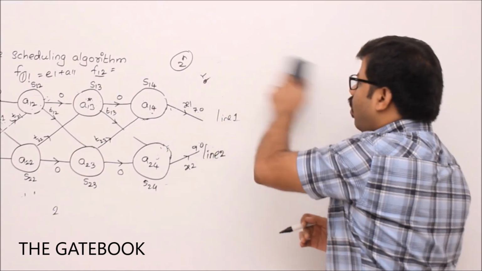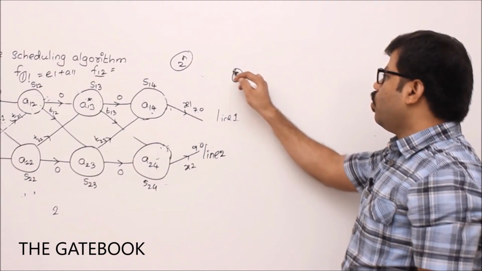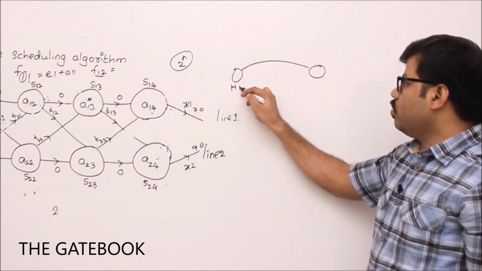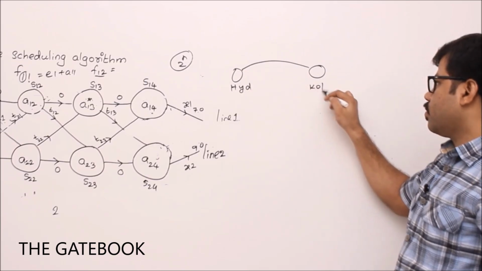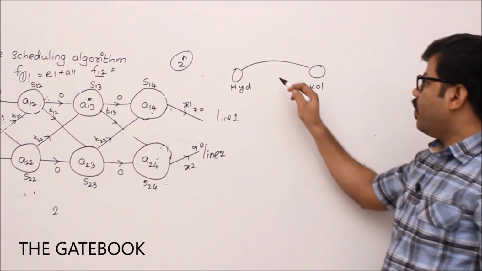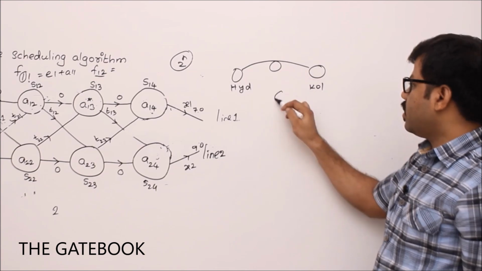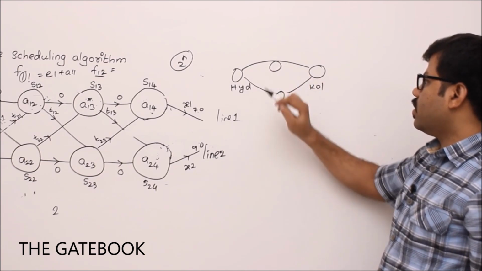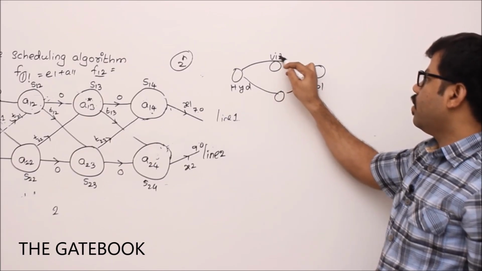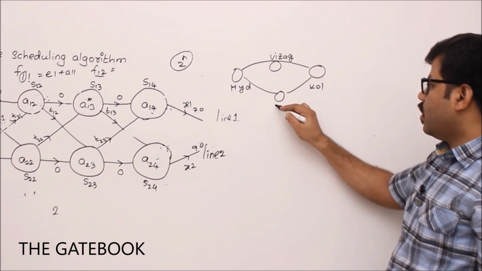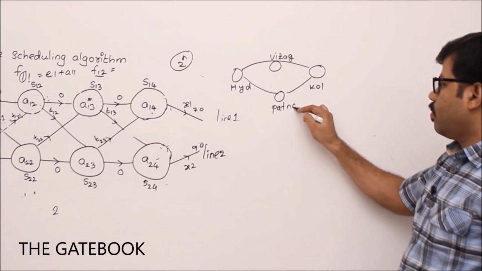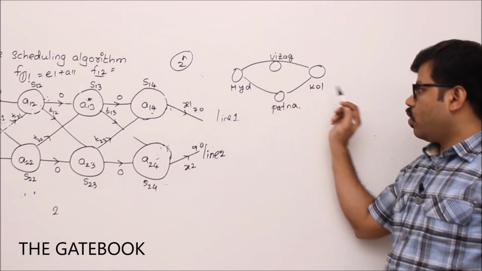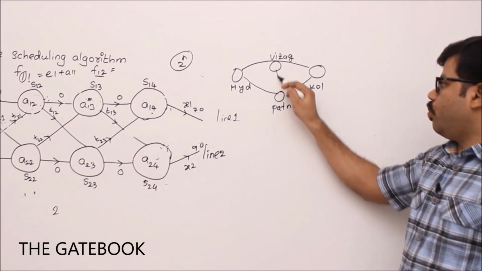For example, the longest path. Let's say you want to find out the longest path from Hyderabad to Kolkata. In between there are 2 intermediate stages. I'll take a simple problem like this. So Hyderabad to Kolkata, in between we have, let's say, Vizag, and the second one, let's say, Patna. My question is, I want to go from Hyderabad to Kolkata in the longest way. We have a loop here, let's say.